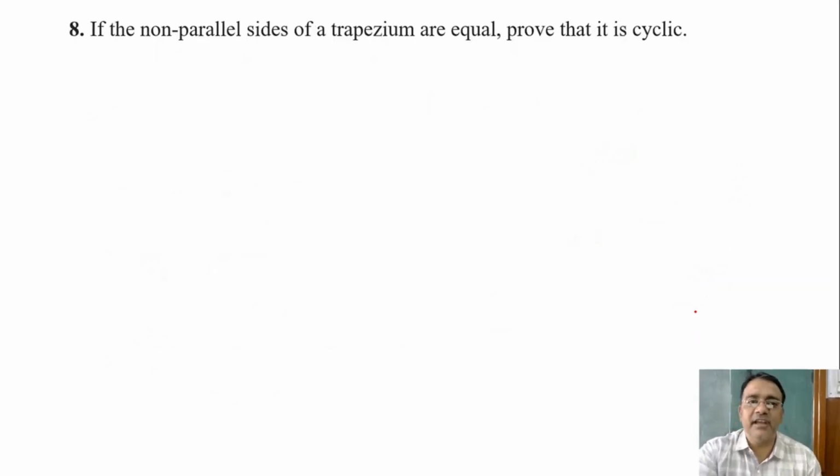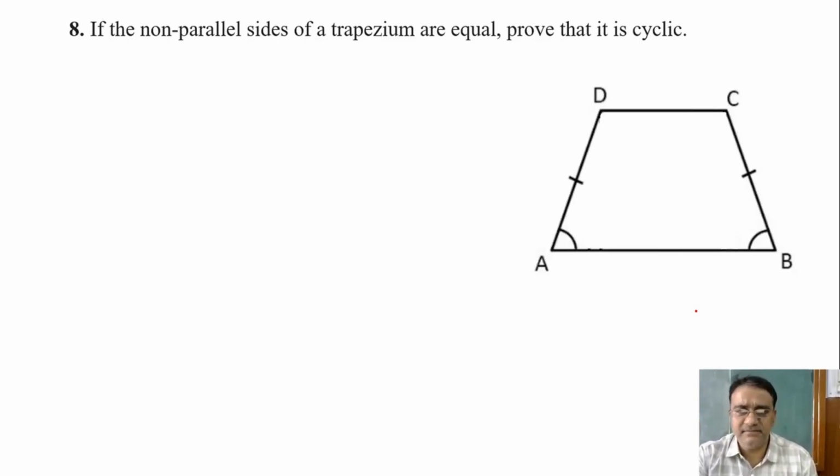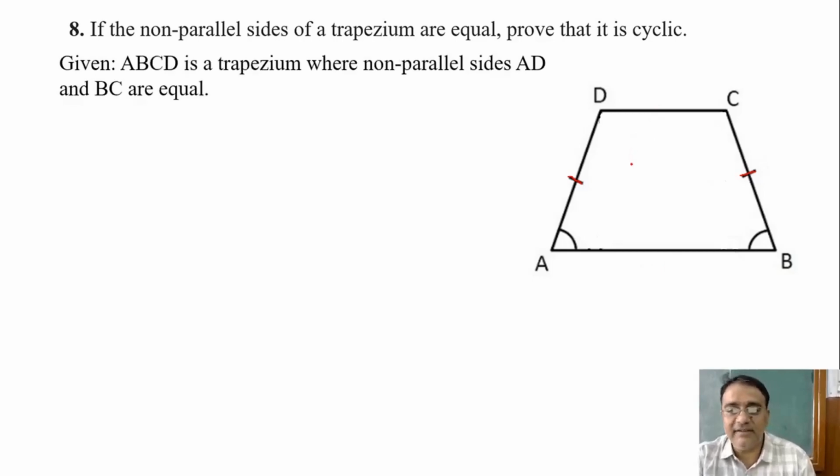Now the next question: if the non-parallel sides of a trapezium are equal, prove that it is cyclic. So for a cyclic quadrilateral, what we have to prove is that the sum of opposite angles should be 180 degree. Okay, so we'll start with the diagram. What is given is that AD is equal to BC, and ABCD is a trapezium, AB parallel to DC. We have to prove that ABCD is a cyclic trapezium or cyclic quadrilateral.